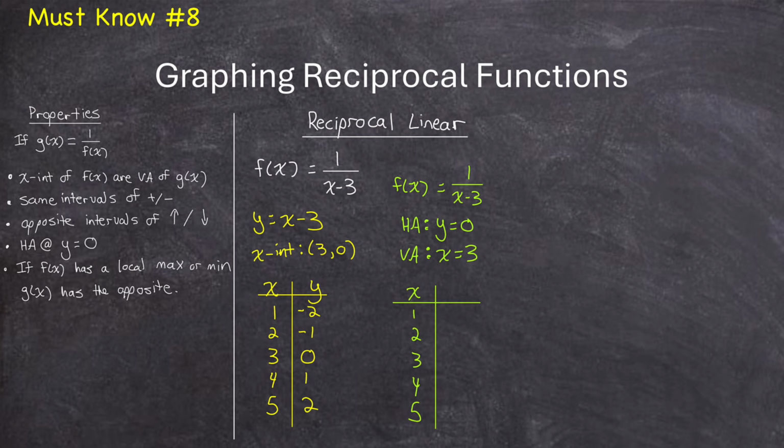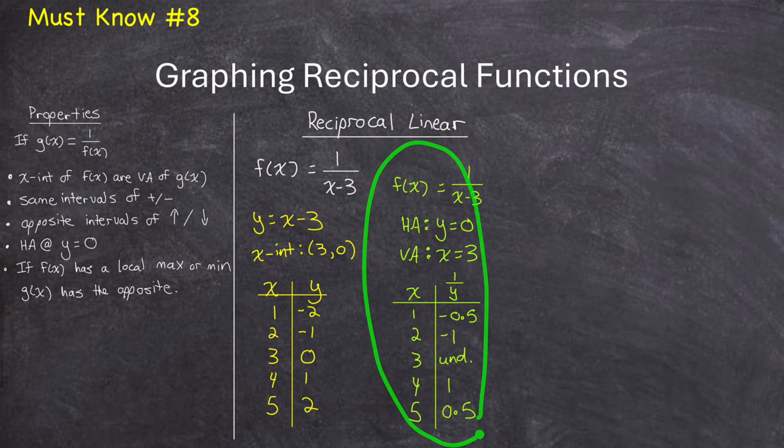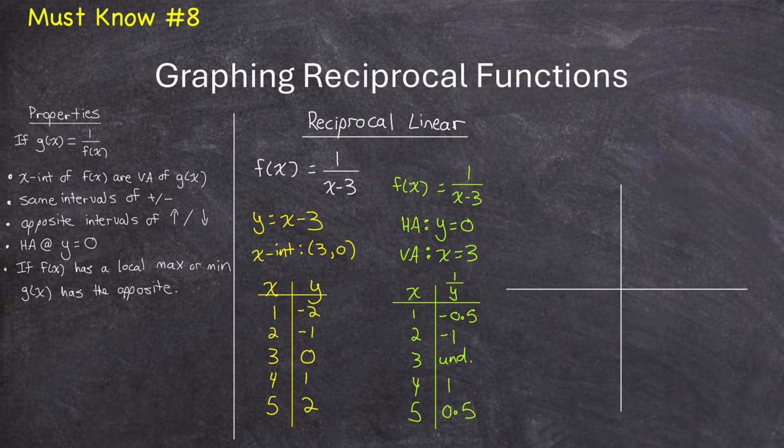But notice f of x is equal to 1 divided by x minus 3. So if these are the y values for x minus 3, for my reciprocal function, I would have to do 1 divided by each of those values. And this would be enough information to sketch a pretty accurate graph of the reciprocal function. On that grid, I think I'll actually graph the function x minus 3 as well. So I'll do that to start with. Plotting these points, I get that linear function x minus 3.